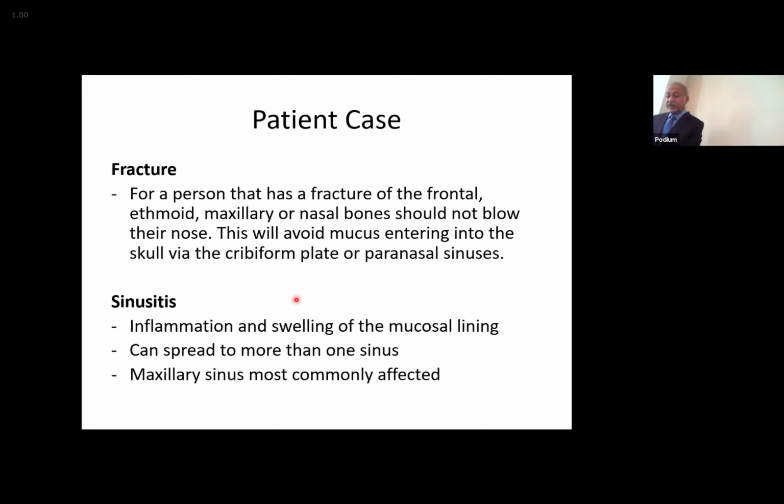Sinusitis, we talked about it. Now, if you have any questions for me. Do you have any questions for me at the end? We have a few minutes left.